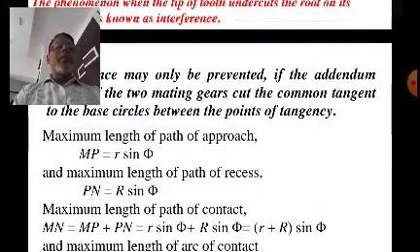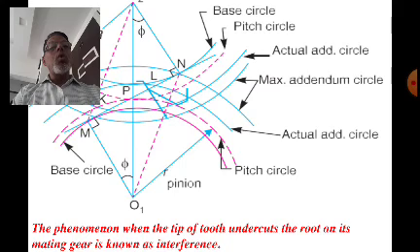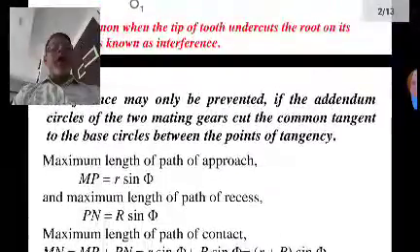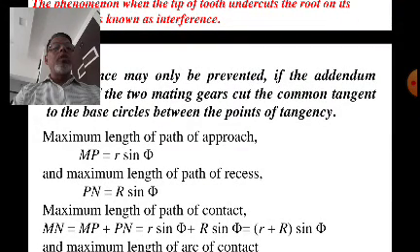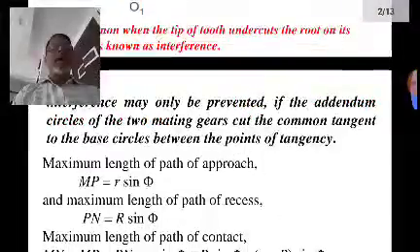And therefore the maximum length of path of approach MP is equal to small r sine phi. Why small r sine phi? Because O1P is the pitch circle radius of the pinion, and we represent it by small r, and O2P is the pitch circle radius of the gear or the wheel, and that we represent by capital R. Therefore the maximum length of path of approach MP is equal to small r sine phi, and the maximum length of path of recess is O2P, that means capital R sine phi.